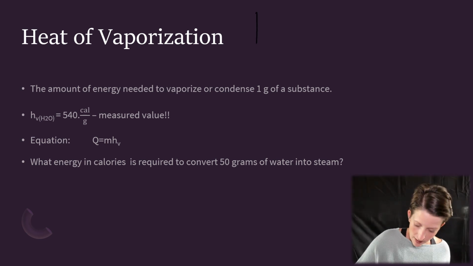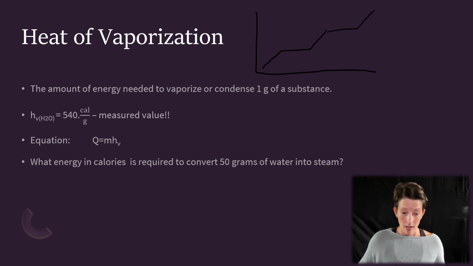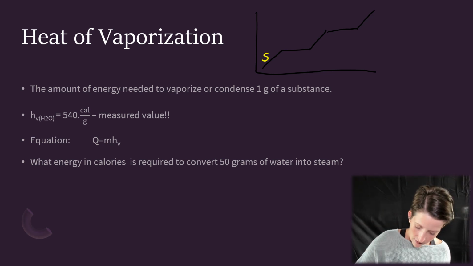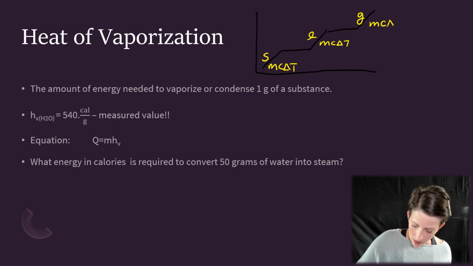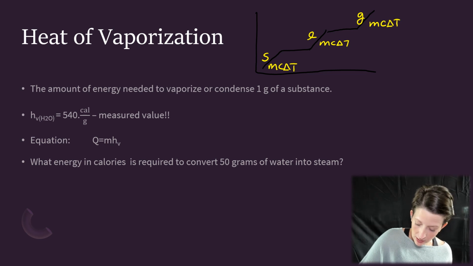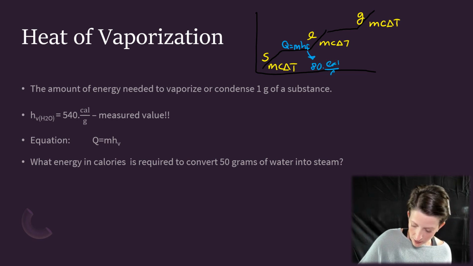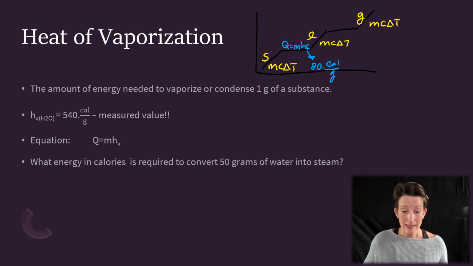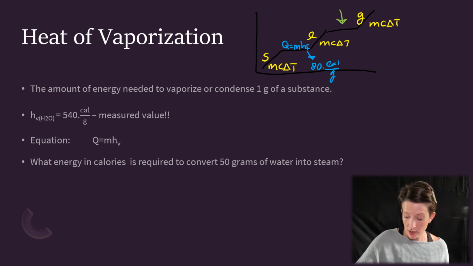Okay, so going back and redrawing our graph. So for each of these slopes, so I have a solid, liquid, gas, because they are temperature related, we use that mcΔT calculation. We had just talked about the heat of fusion, which is the transition from that solid to the liquid. So we have that Q equals m HF, where HF is 80 calories per gram. So now we're going to be looking at the next plateau. So with this next plateau, it is called the heat of vaporization, HV.